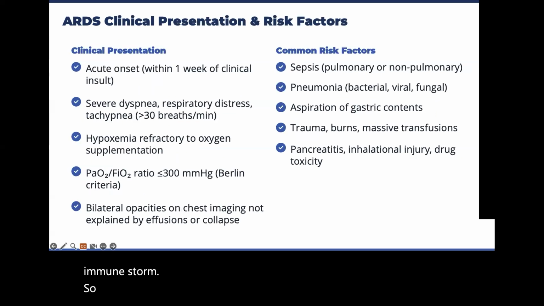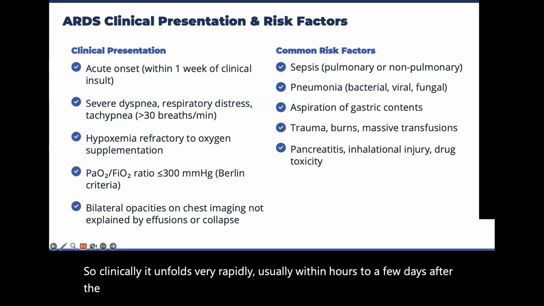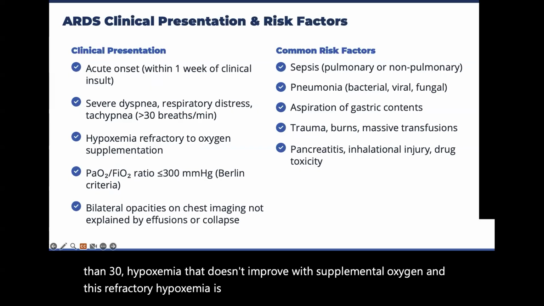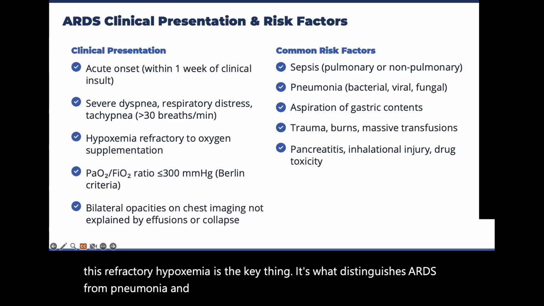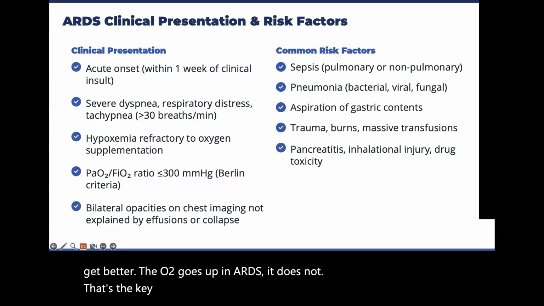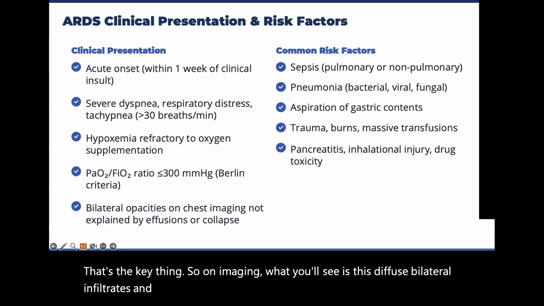Clinically, it unfolds very rapidly, usually within hours to a few days after the triggering insult. Patients have severe dyspnea, tachypnea greater than 30, and hypoxemia that doesn't improve with supplemental oxygen. This refractory hypoxemia is the key thing. It's what distinguishes ARDS from pneumonia and CHF. When you give pneumonia or CHF patients oxygen, they get better. The O2 goes up. In ARDS, it does not. That's the key thing. On imaging, what you'll see is diffuse bilateral infiltrates, representing alveolar flooding rather than focal consolidation.